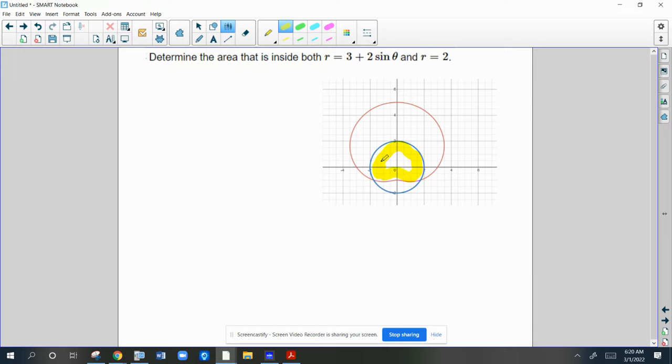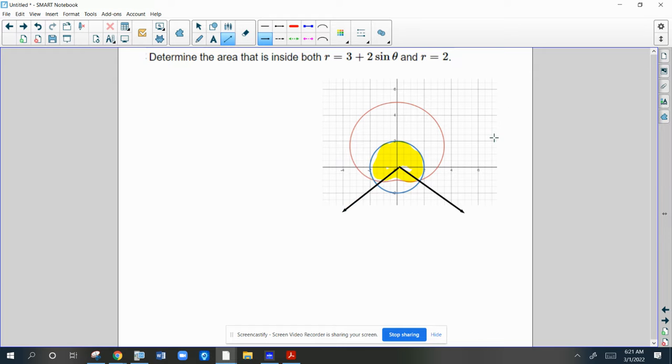So first we have to identify the graphs. R equals 2 just means the radius is always 2, which means it's a circle with radius 2. So that makes sense that that's a blue graph. This other graph is a red graph. So when we start the area, if I draw my radial lines, it looks like some of the key spots would be here and here.